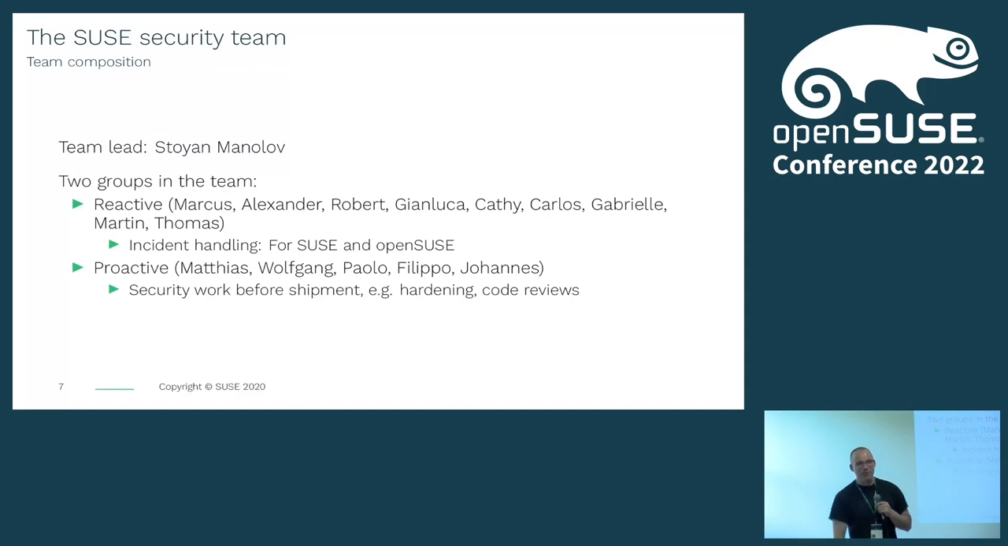And then there's a so-called proactive group where Matthias, Wolfgang, Paolo, Filippo, and I work. There we do a lot of the work that we do before shipment, and a lot of that is really concentrating on code audits. So every time you introduce a setuid binary, we want to have a look. There are recorded talks about this work that we do. If you're interested, then just have a look in the archives. And if you ship some code that runs privileged in some shape or form, you probably have been in contact with us anyway.